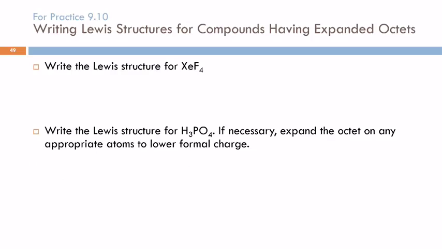Okay, so let's practice writing Lewis structures for compounds having expanded octets. Xenon hexafluoride. What's weird about this molecule? It's a noble gas. Trippy. Noble gas forming a compound. Well, we want to put the more electronegative ones on the edges, right? Terminal. So we'll put xenon in the middle and connect the fluorines around it.